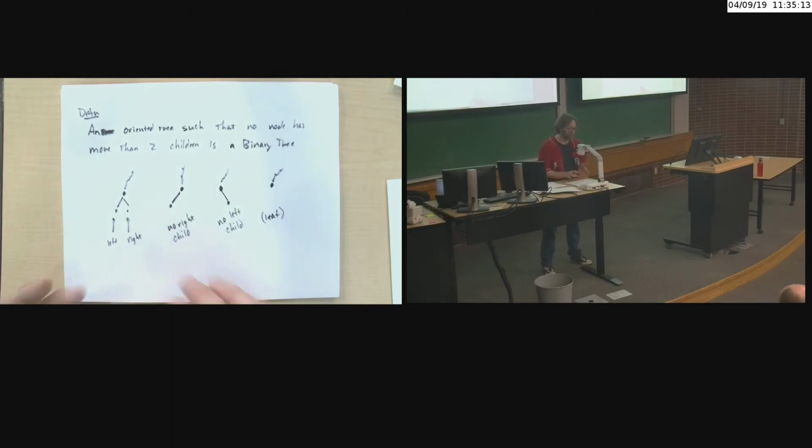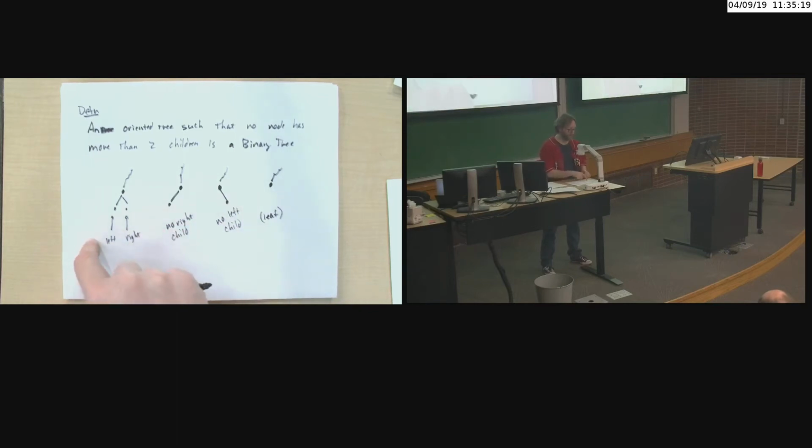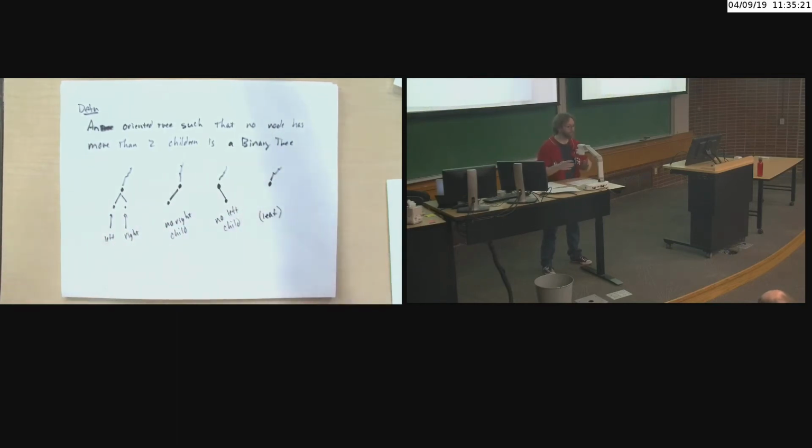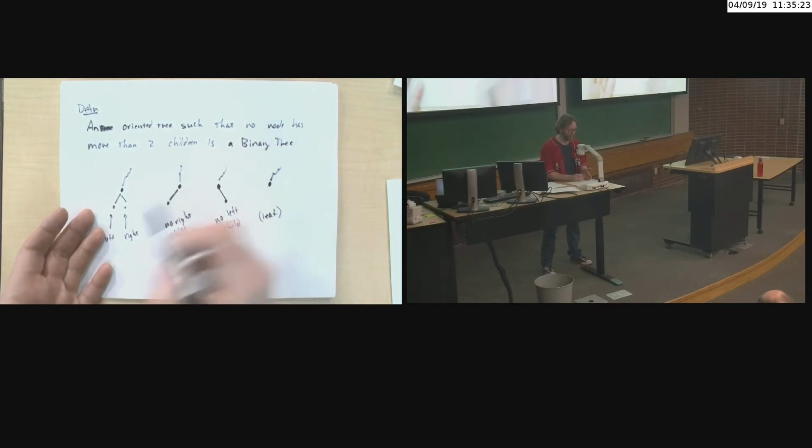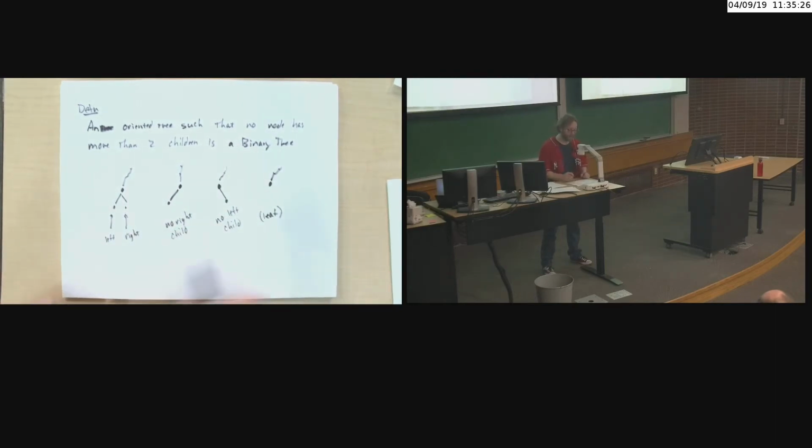So this is why we call it binary tree, because it has at most two children, right? It could have one child or two children or zero children. Again, the word binary comes from the fact that it has at most two. It can have zero, it can have one or the other, or it can have two, right?